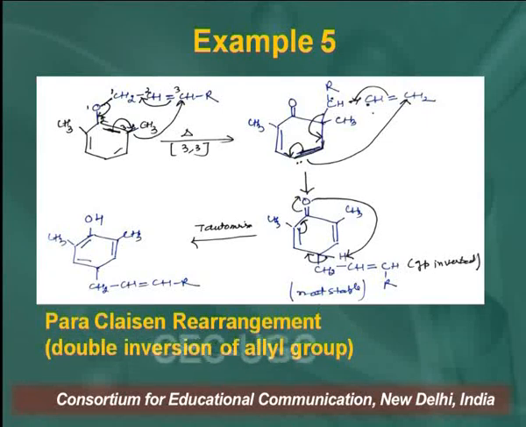But learners, what is the difference between ortho-Claisen and para-Claisen? Please remember over here, in the para-Claisen rearrangement reaction, double inversion of the allyl group takes place, right? So here double inversion means first CH2 attaches to the para position, then again from the back side inversion takes place.